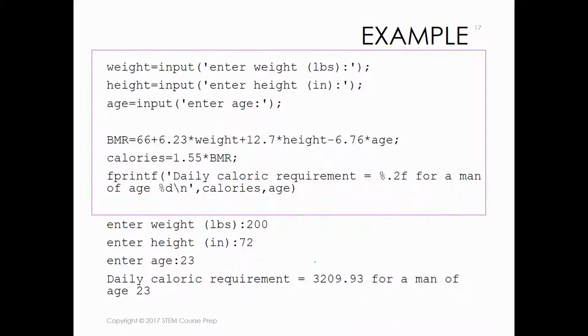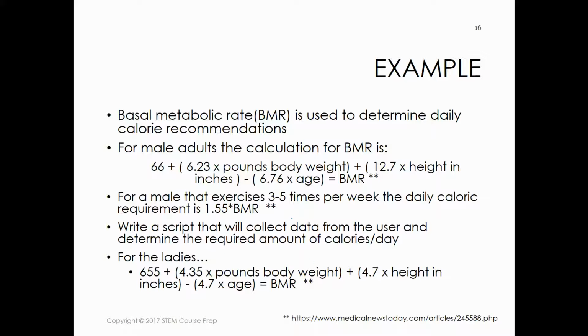Okay, so let's go back. Let's look at an example. So this is an example dealing with metabolic rate, and it's going to be used to figure out your daily calorie recommendations. And here I've got an equation for male adults to calculate their BMR. And you can see what it is. So it's going to be 66 plus 6.23 times your pounds of body weight plus 2.7 times your height in inches minus 6.76 times your age. And that equals the BMR.